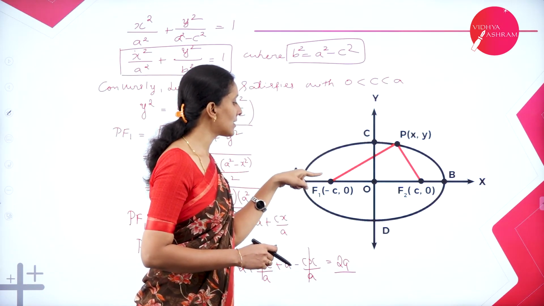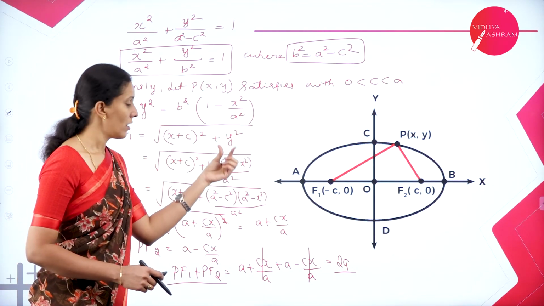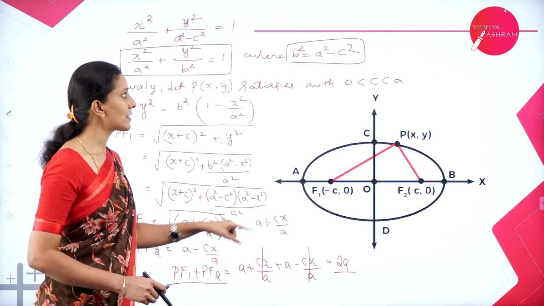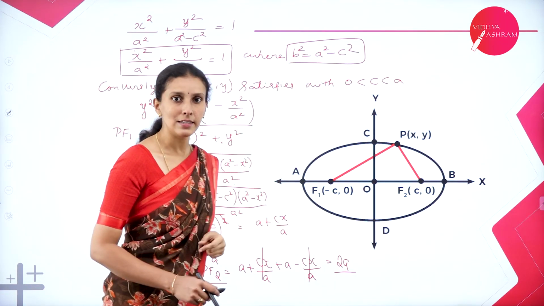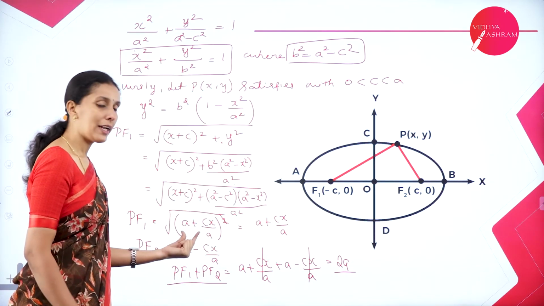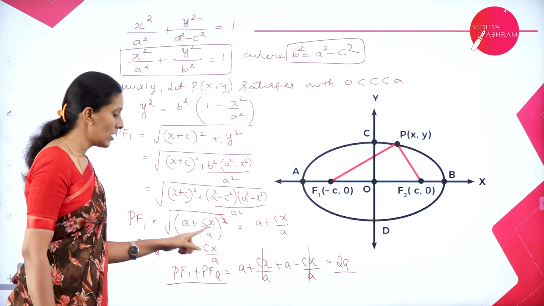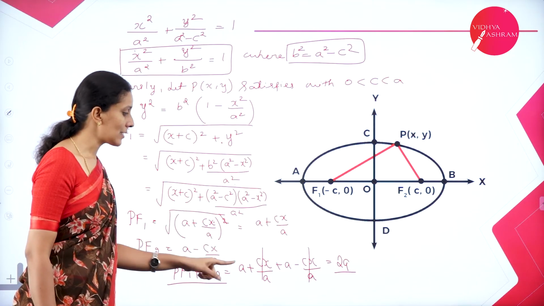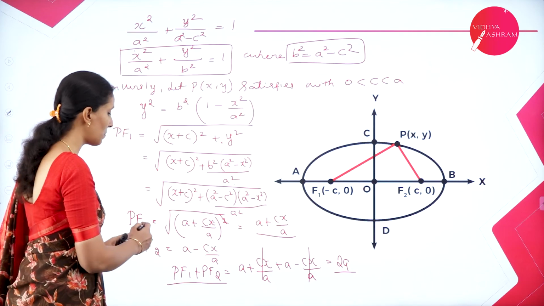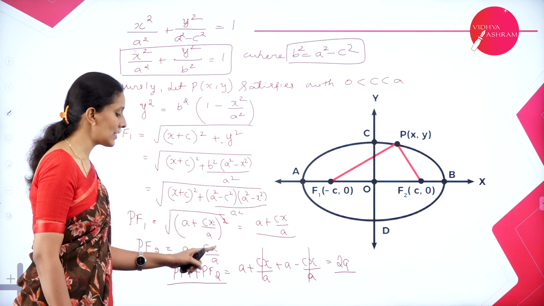Apply the distance formula for PF1. We get the square root of x plus c whole square plus y square. Now substitute the value of y square here, and we also know that b square can be written as a square minus c square. Solving each term under the square root, we get the value as a plus c x by a whole square. Since it is under the square root, it cancels. We get the term a plus c x by a as PF1. Similarly, we can find PF2 is equal to a minus c x by a.